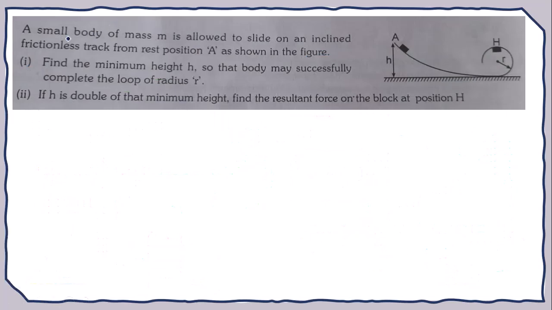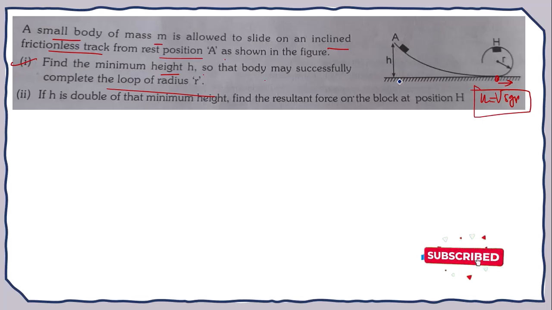Now, in this situation, a small body of mass M is allowed to slide on an inclined frictionless track from rest position A as shown in the figure. Find the minimum height H so that the body may successfully complete the loop of radius R. To complete the loop successfully, the minimum speed at this position should be root of 5gR. That is the minimum required speed, u minimum, for the particle to complete the vertical circle.